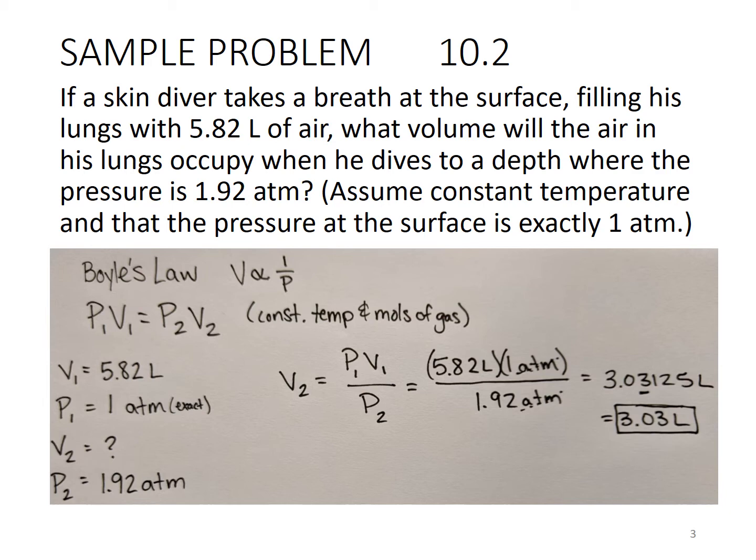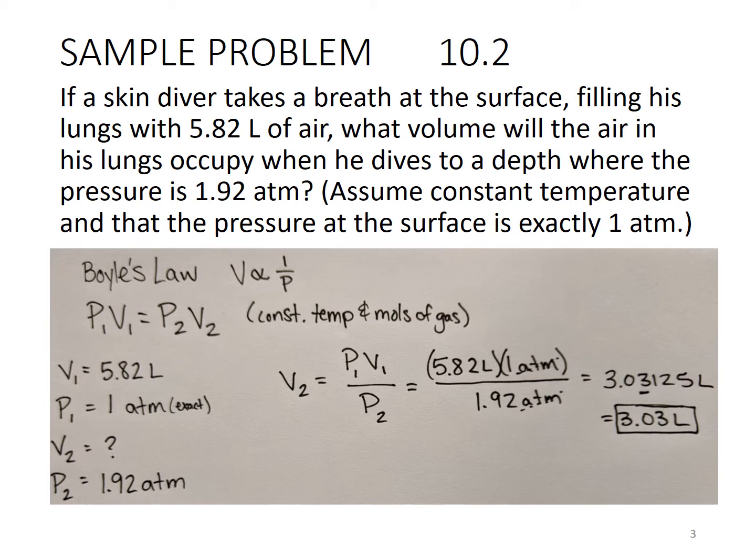So the first situation is at the surface. So the first volume is 5.82 liters. The first pressure is 1 atmosphere. And then the only difference is that the second pressure is 1.92 atmospheres. And the volume is what we're solving for. So we'll just solve for V2. Plug everything in. You can see atmospheres should cancel. And we will end with 3.03 liters of air in his lungs.